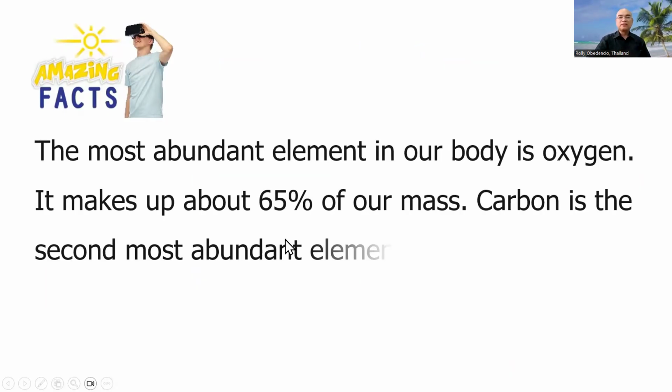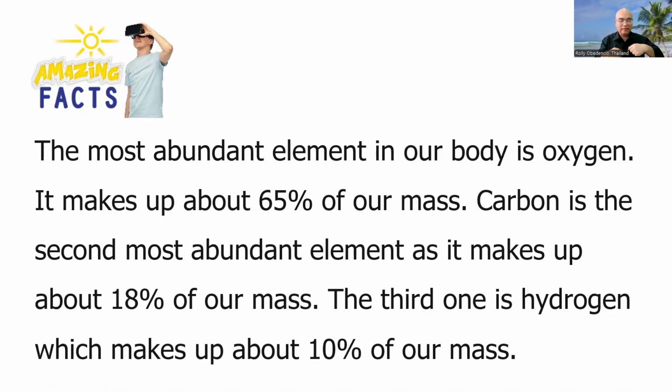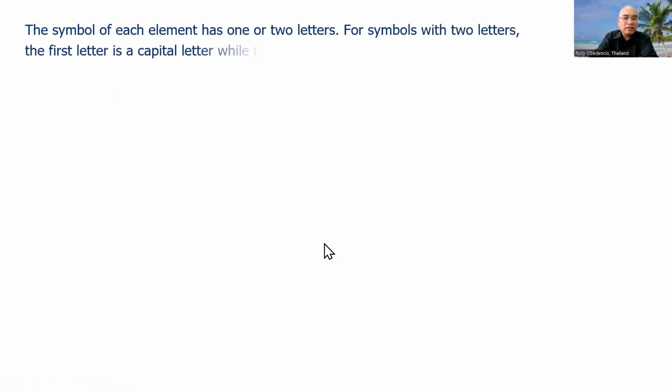Here are the amazing facts. The most abundant element in our body is oxygen. It makes up about 65% of our mass. Carbon is the second most abundant element as it makes up about 18% of our mass. The third one is hydrogen, which makes up about 10% of our mass. Now, the symbol of each element has one or two letters. For symbols with two letters, the first letter is a capital letter, while the second letter is a small letter.